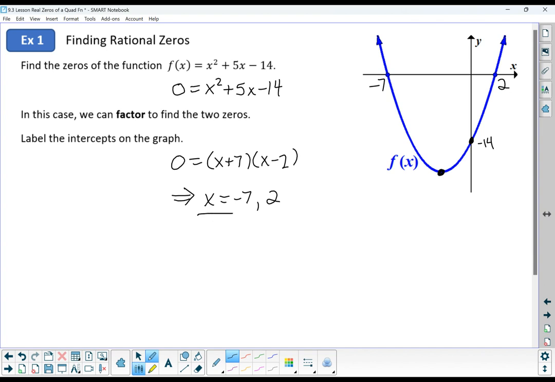Anyway, these are rational zeros because they're part of the rational number system. They're also real zeros because the rationals are a subset of the real number system.